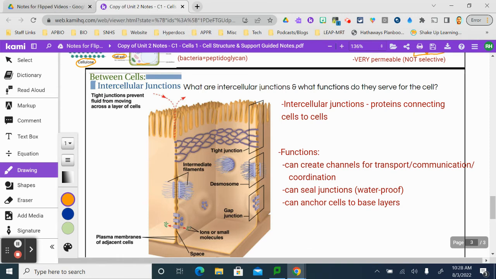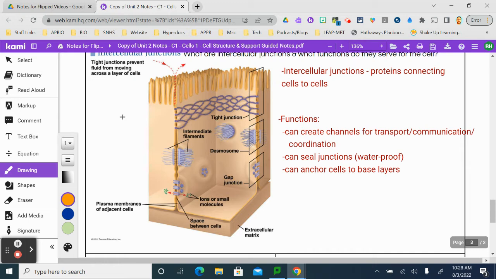And we'll talk about some of the specific examples. You'll notice over here in the picture, we're going to talk down below about these things called tight junctions, which is one example. We're going to talk about these things called desmosomes, which is another example. We're going to talk about these things called gap junctions as well. And then we have one more different type, which is called the plasmodesmata, which is only present in plant cells.